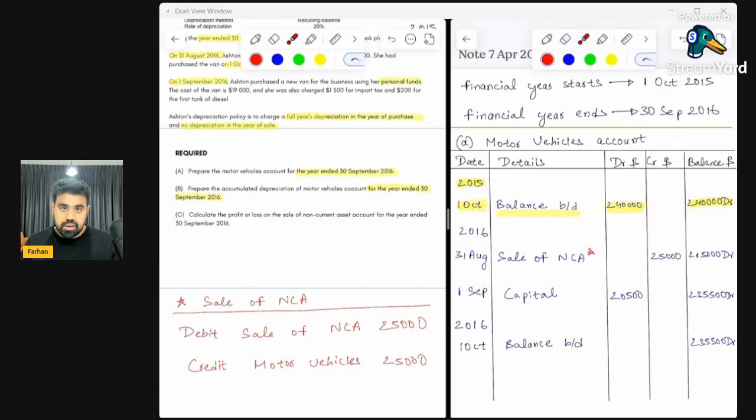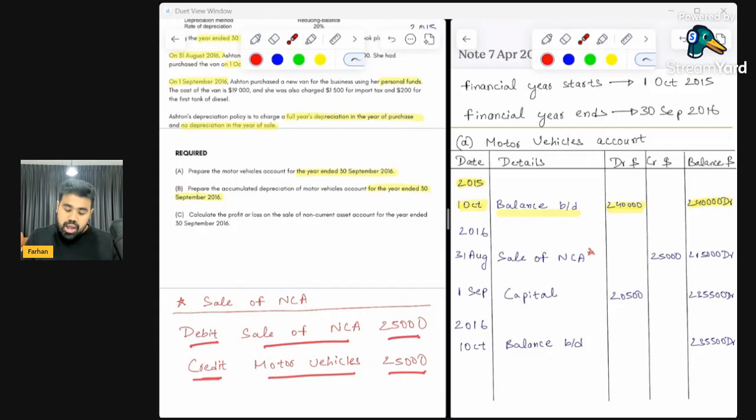So when we are selling this van, which originally cost us $25,000, we are actually getting rid of an asset. When assets go down, we have to credit them. That is why we are crediting the motor vehicles asset account by $25,000, to reflect the fact that we had just got rid of some asset which had an original cost of $25,000. And why are we getting rid of this? Because we have sold it.